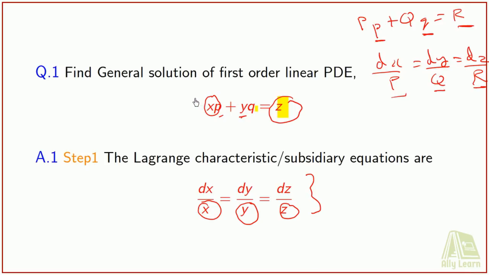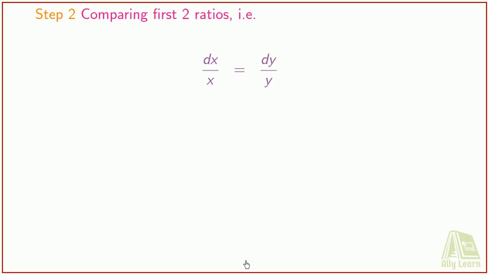Okay friends, after writing the Lagrange subsidiary equations, let's move on to our second step, that was comparing ratios. First of all, we will be comparing the first two ratios over here, and then the other set of ratios. So we start with the comparison of ratios. We have taken the first set of ratios, that is dx over x equals dy over y.